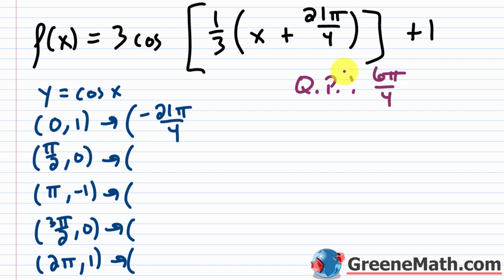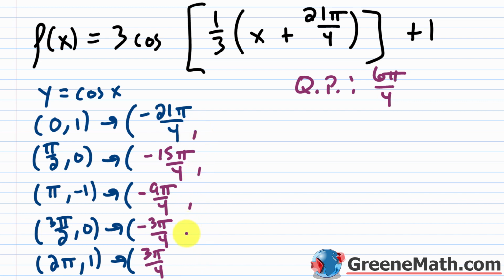Negative 21 pi over 4 plus 6 pi over 4, that would be negative 15 pi over 4. And then negative 15 pi over 4 plus 6 pi over 4, that is negative 9 pi over 4. Then negative 9 pi over 4 plus 6 pi over 4, that is negative 3 pi over 4. Then negative 3 pi over 4 plus 6 pi over 4, that is 3 pi over 4. So now we have the x values.